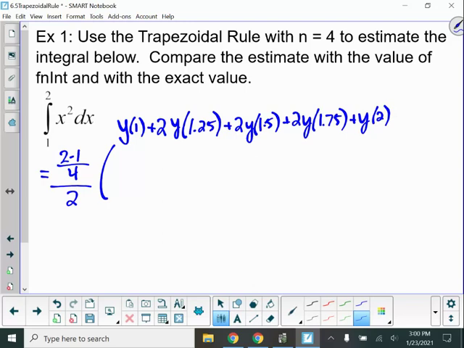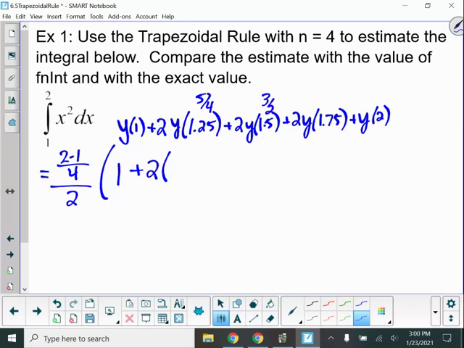So again, if I'm going from 1 to 2 and splitting it up into 4 different trapezoids, the first one is going to be 1 and 1.25. The second one is 1.25 and 1.5. The third one is 1.5 and 1.75, and the fourth one is 1.75 and 2. So y of 1, plugging 1 into the function, I'm going to get back 1. The second one, plugging in 1.25, which is the same thing as 5/4.